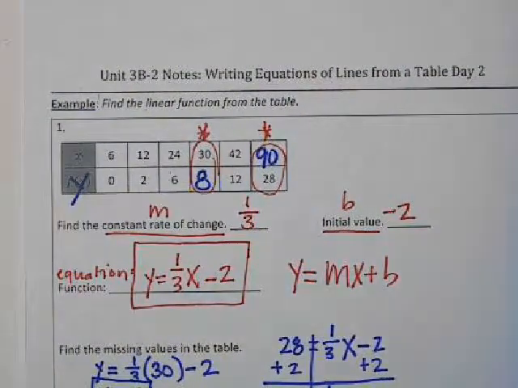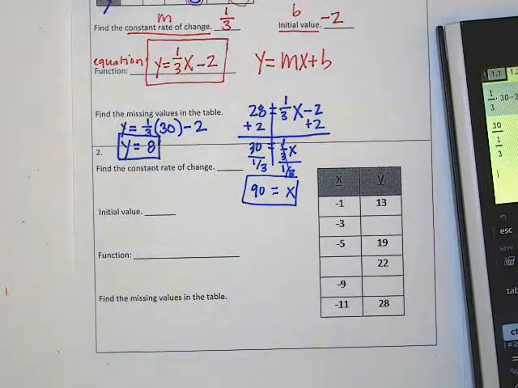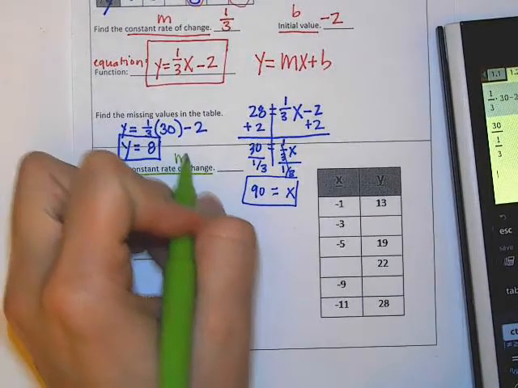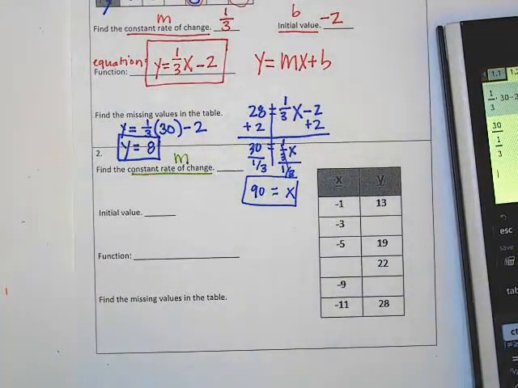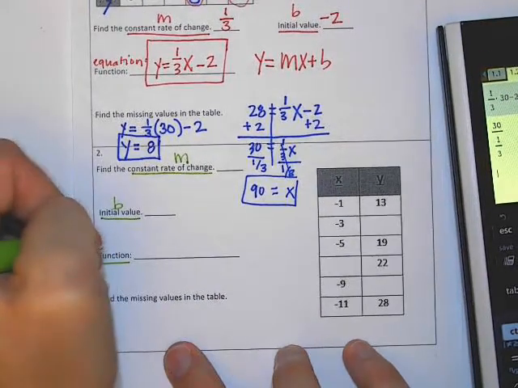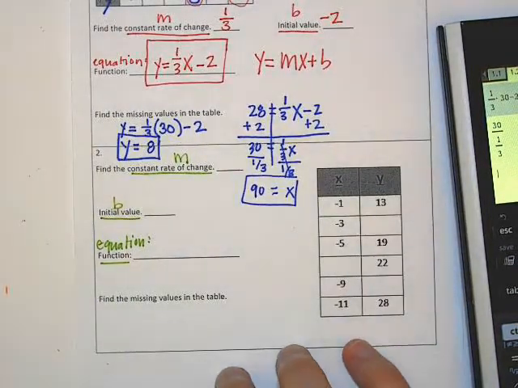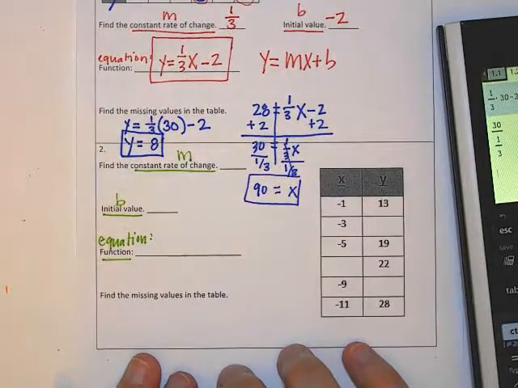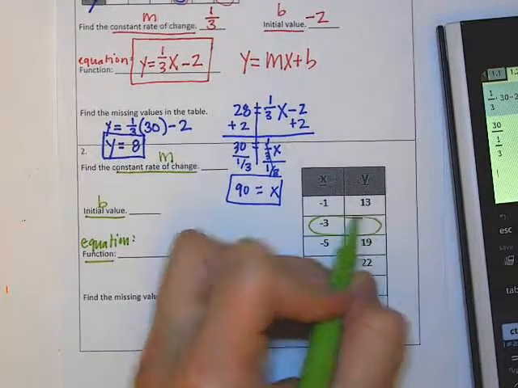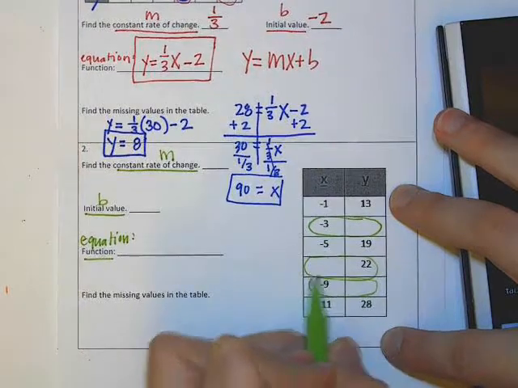Okay. Number 2. Here we go. Constant rate of change. What's that mean? It's the m, my slope. Good. My initial value, what is that? B. Function means equation. It's a fancy word for equation. Remember, you can only plug them in if you know the x and the y. So I have to skip this one and this one.